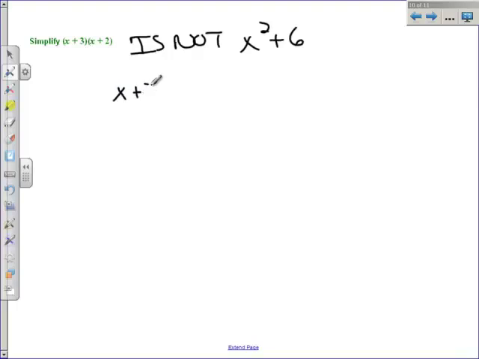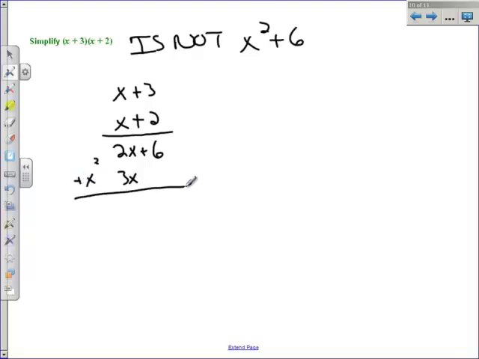I'm going to line these up like I was multiplying a 2-digit by 2-digit. And this will be 3 times 2 is 6. 2 times x is 2x. And I'm going to leave a space. X times 3 is 3x. And x times x is x squared. And then I'm just going to add them up, just like I'm doing 2-digit by 2-digit. So I've got 6, I've got 5x, and I've got x squared. And all you have to do is put the sign in front, whether it's positive or negative. That is the correct answer for x plus 3 times x plus 2.